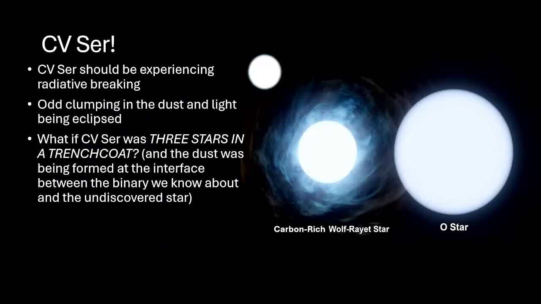We expect CV-SIR to also be experiencing this radiative braking, as it's called. But that makes us wonder, why is it forming dust anyway? Because these are weak collisions. So based off of that and a few other things about the system that have been observed, we pose the question, what if CV-SIR is 3 stars in a trench coat? AKA, is the dust being formed in the shock interface between the 2 stars we know about and a third undiscovered giant star pretty nearby?